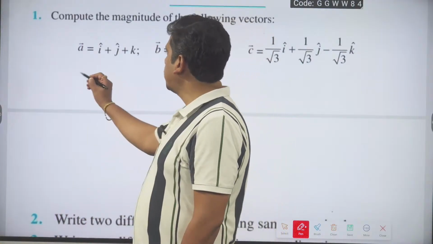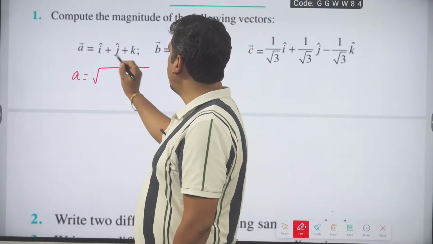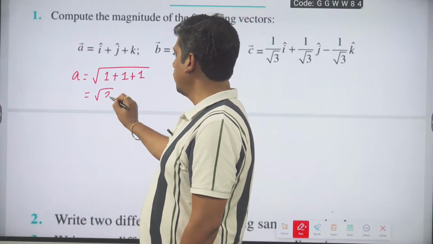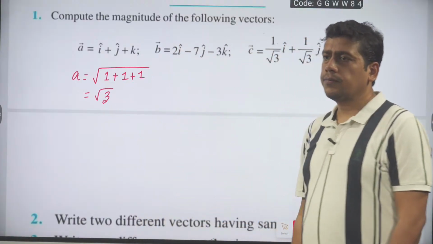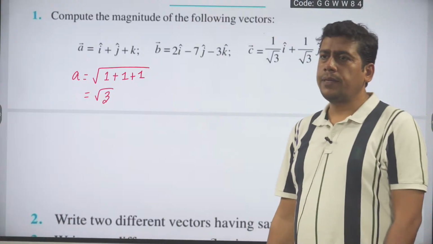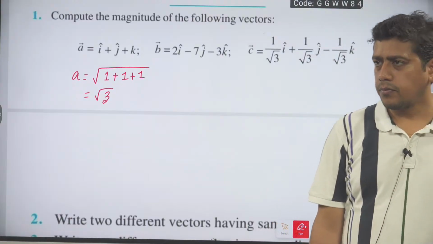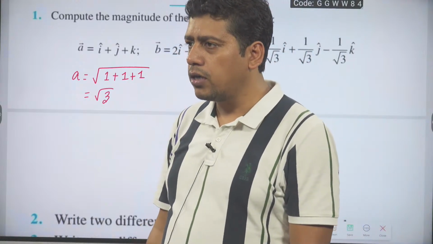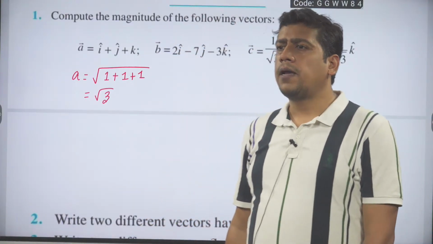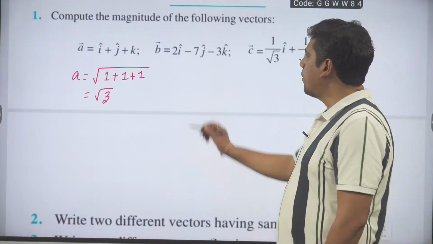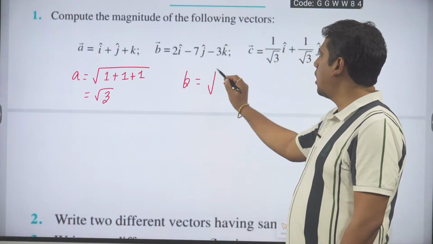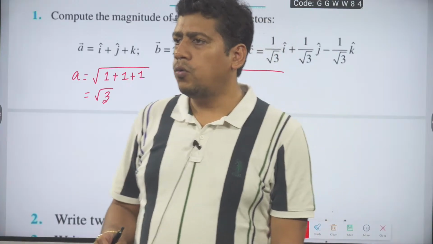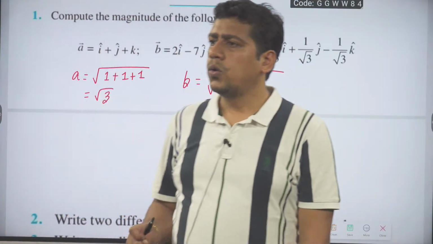First answer: under root 1 square plus 1 square plus 1 square. It is root 3. Come on, tell me the second answer. Okay, 3 answers we have got. Three people have given complete answer. Come on, tell me the magnitude of B also, beta. Under root what? Come on, fast. Under root 62. Many of you are saying under root 62.